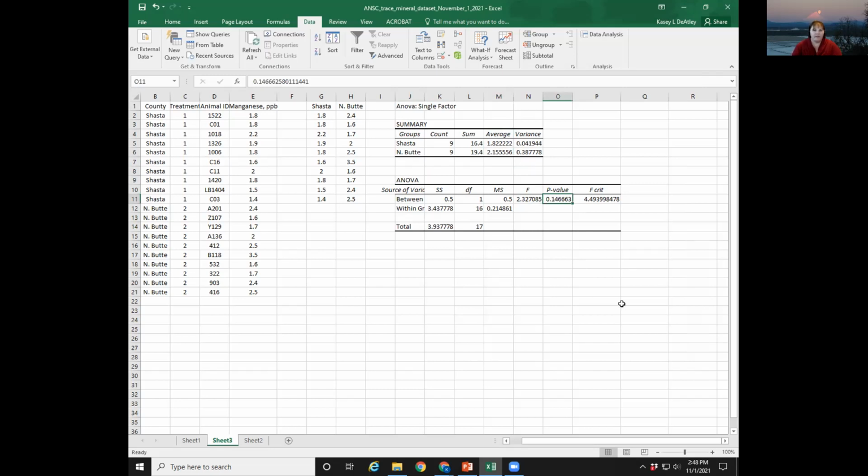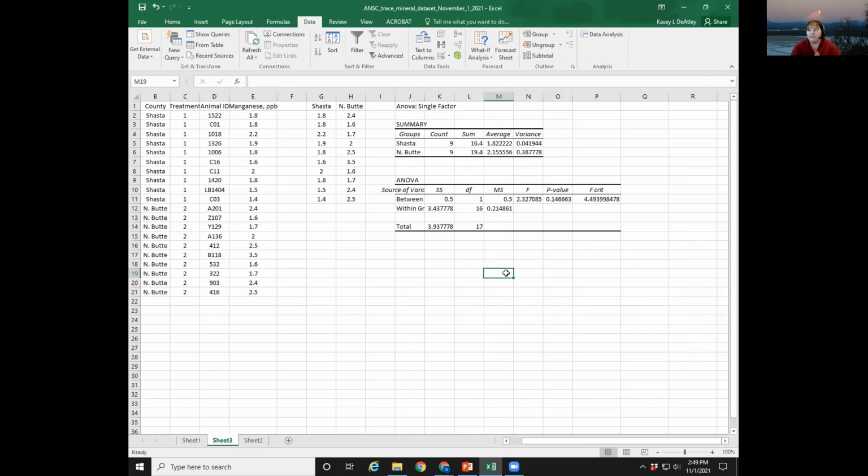Okay, so really quickly, guys, our p-value is 0.14. Does that mean we have a significant difference between treatments, or we do not have a significant difference between treatments? No significant difference. No significant difference, exactly. Okay, so that is how you analyze a set of data in Excel.